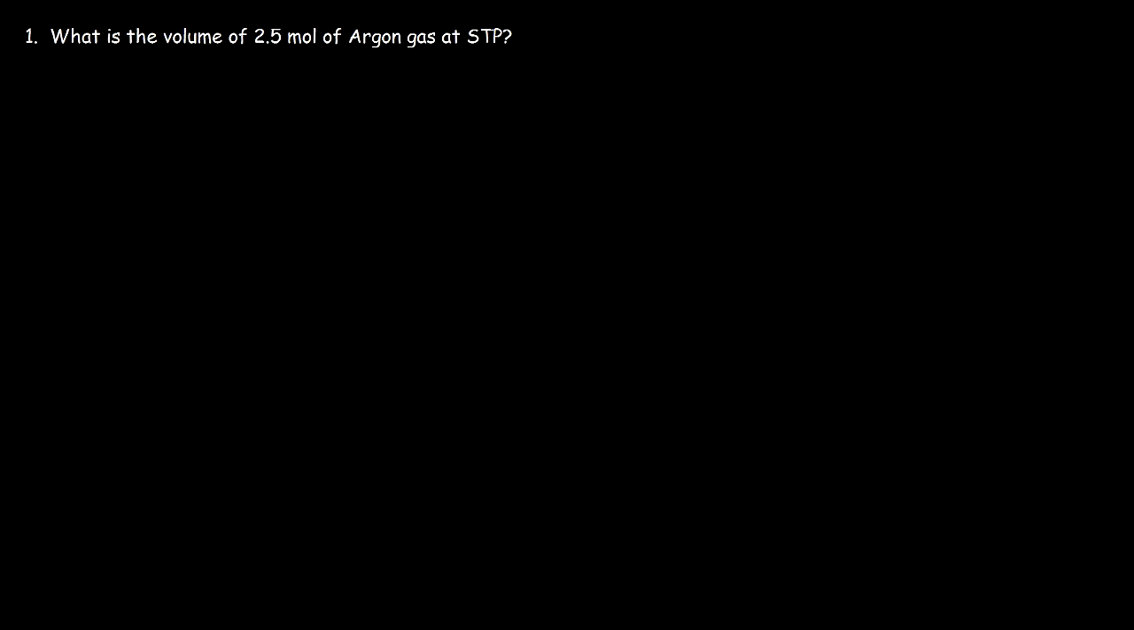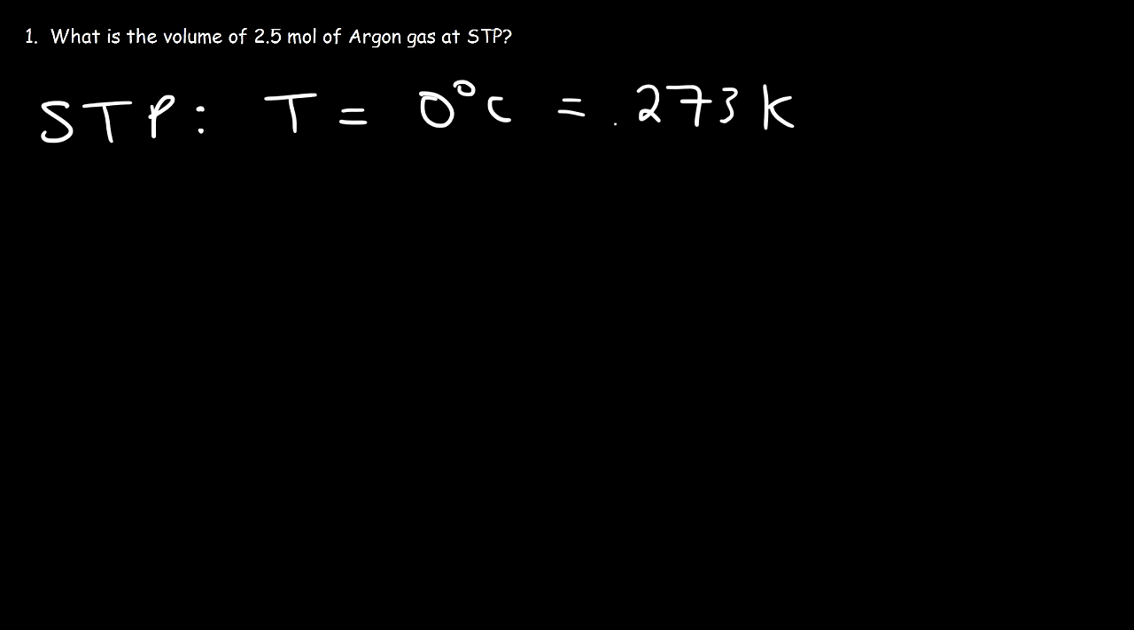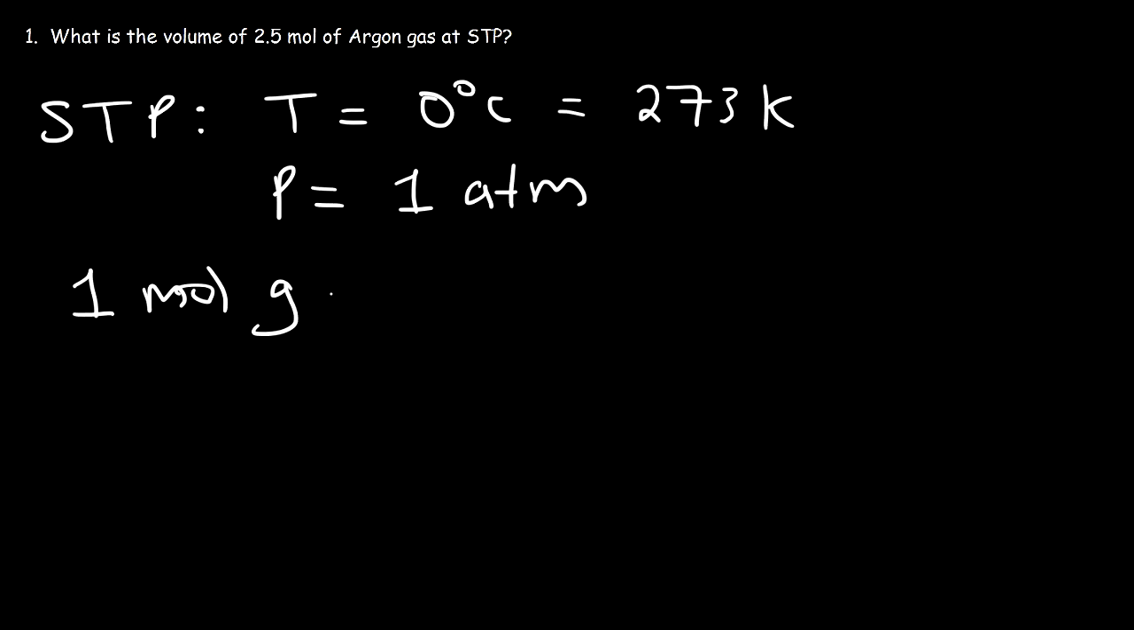So what exactly is STP? STP stands for standard temperature and pressure. The standard temperature is 0 degrees Celsius, which corresponds to 273 Kelvin. The standard pressure is 1 atm. Now, what you need to know is that at STP, 1 mole of gas occupies a volume of 22.4 liters.